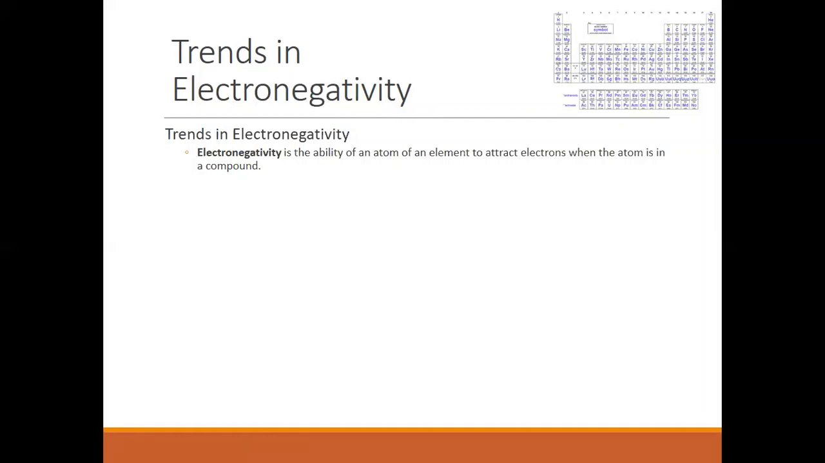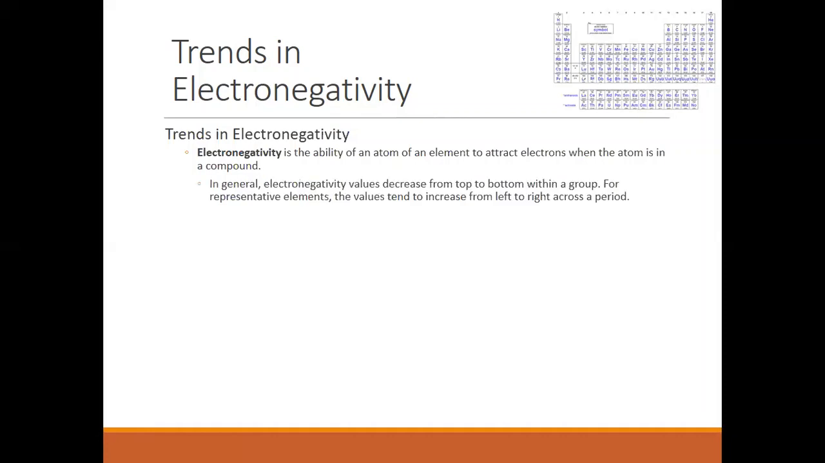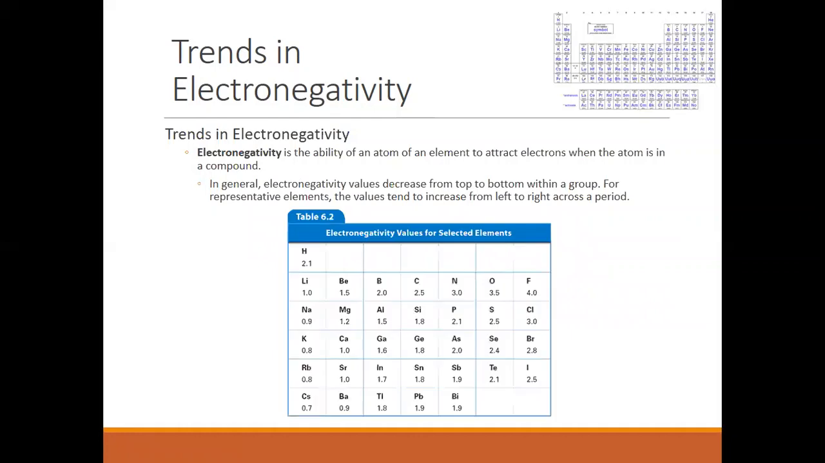So if you would imagine a covalent bond where the electrons are shared between two atoms, the atom with the higher electronegativity is like the stronger atom, the stronger element in the tug of war between those electrons. Those electrons are going to be more attracted to the atom that has the stronger electronegativity. So in general, this decreases from top to bottom and it increases from left to right, which is the same as ionization energy. And here's a chart to show you some values that represent electronegativity.